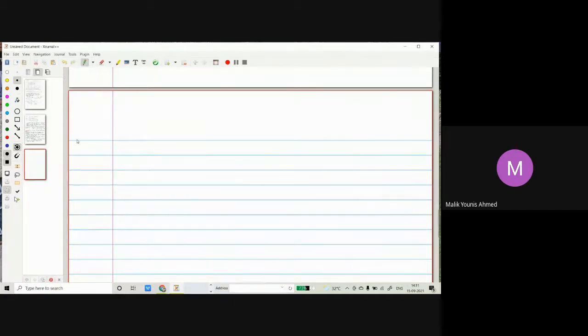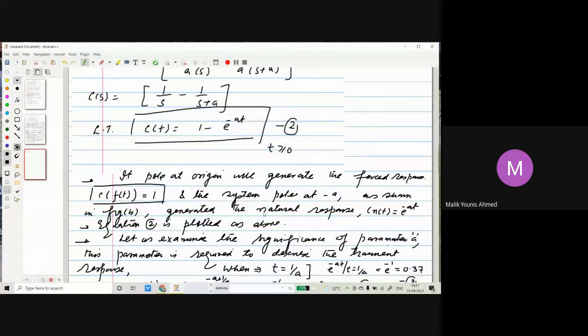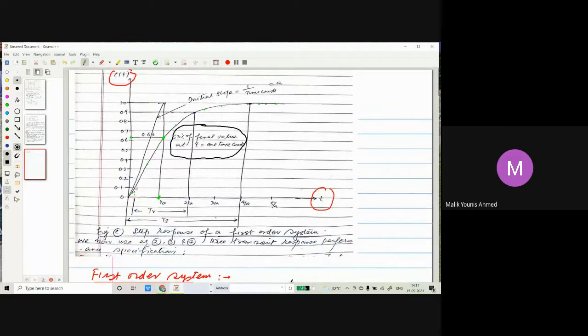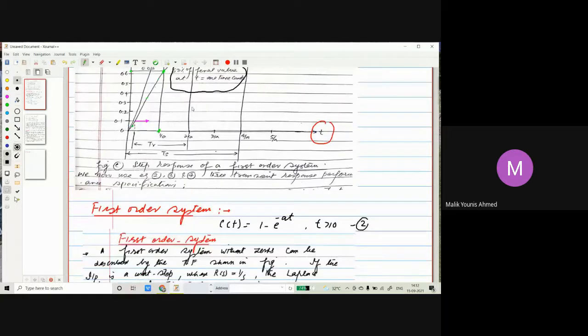Now, second, we have the rise time. Rise time is defined as the time for the waveform to go from 0.1 to 0.9 of its final value. Here you can see from the graph, this is 0.1, so the rise time will start from here, 0.1, and go up to here, 0.9.